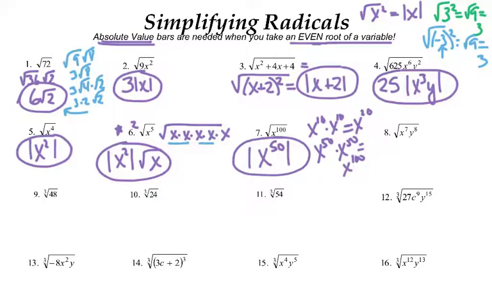Back with the variables, sometimes putting a little baby 2 there can help. 2 goes into 7 3 times with 1 left over, and 2 goes into 8 4 times. Bars around the variables. Square roots of variables get bars.